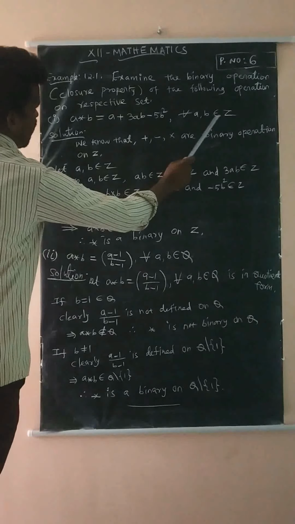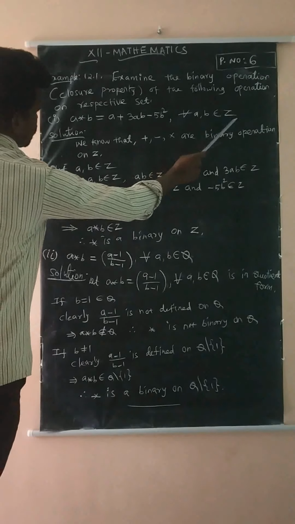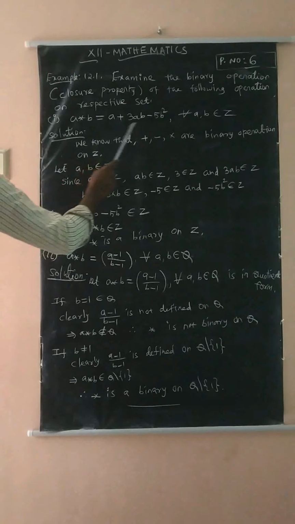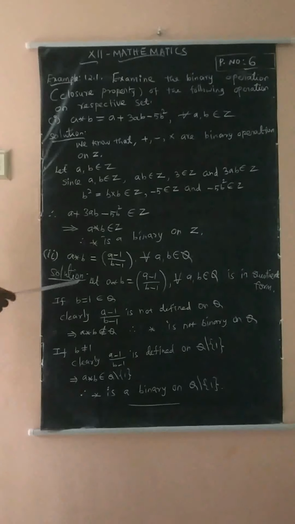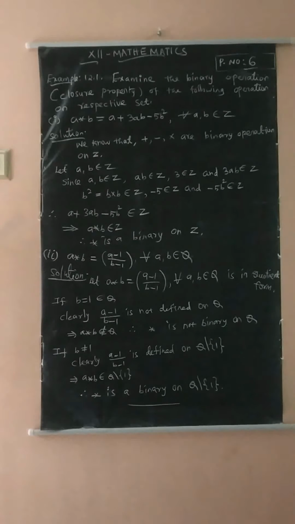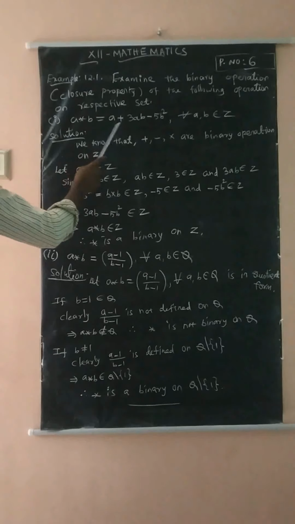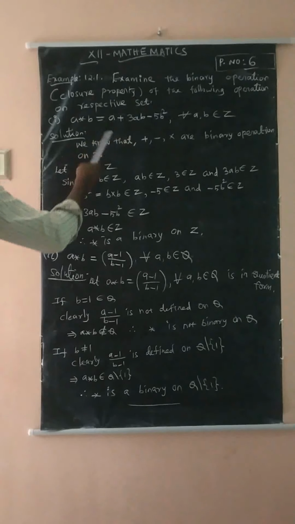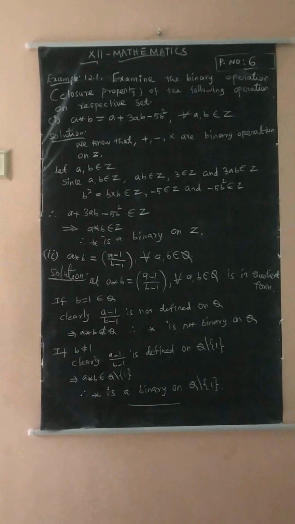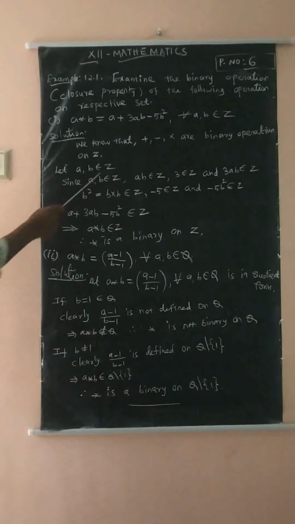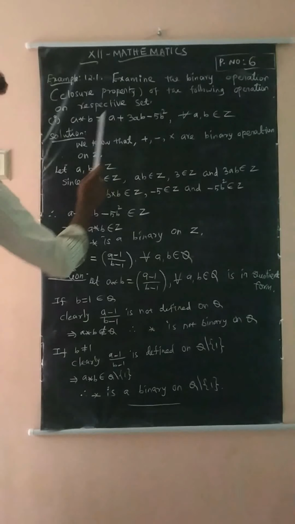Here, for every A comma B belongs to Z. Z means set of all integers. Here the star operator is defined as A star B equals this. Now, do these terms belong to Z or not? If these terms belong to Z, the star operator is binary. If it does not belong to Z, the star operator is not binary. Now see the solution. We know that for the set of all integers, addition, subtraction, multiplication are binary operations on Z.